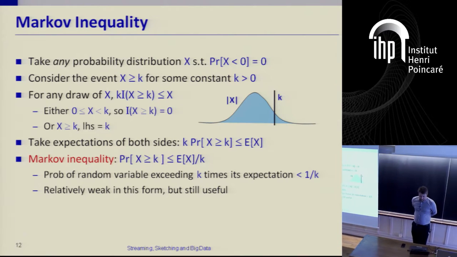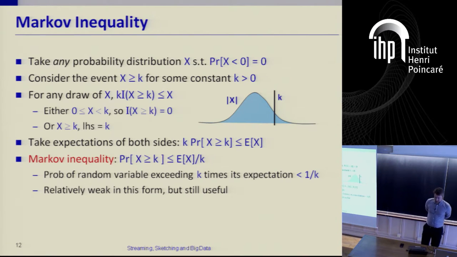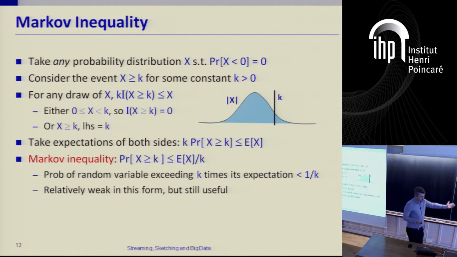Right. In other words, the probability that a random variable exceeds k times its expectation is less than 1 over k, just by substituting in particular values of k, renaming k. Okay. So a lot of the time this won't tell you very much, right? In particular, if you pick a value of k less than the expectation of x, this tells you nothing. But if you pick a value 5 times, 10 times the expectation of x, it tells you that the probability that you see something 10 times the expectation of x is less than a tenth.